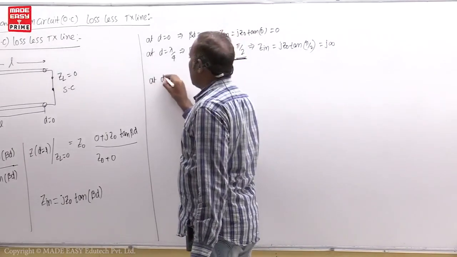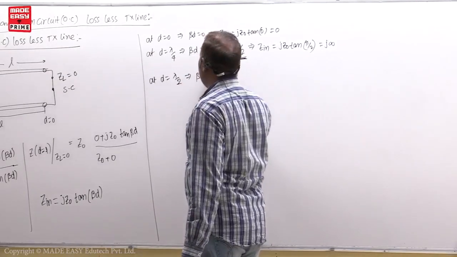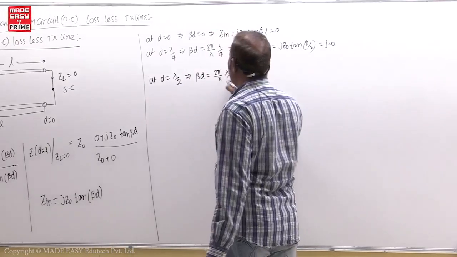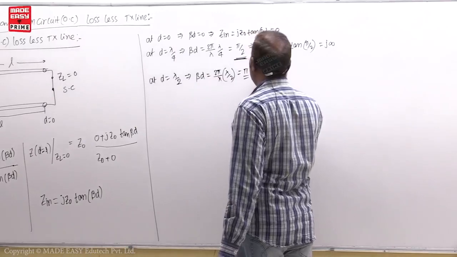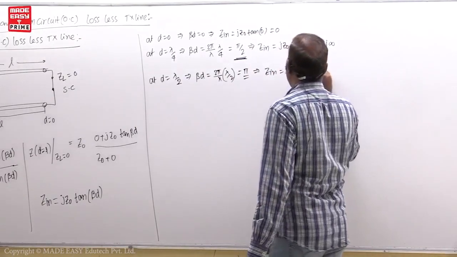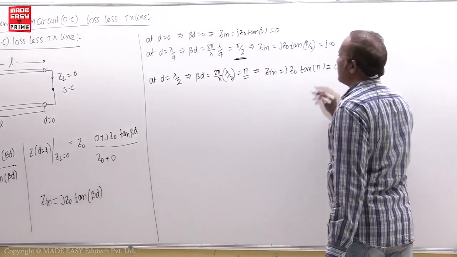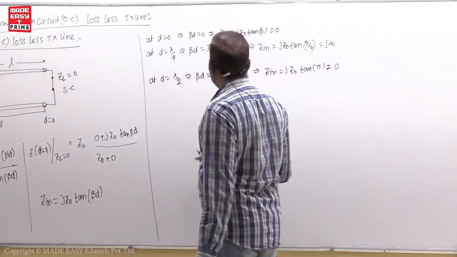At d is equal to λ/2 implies βd is equal to, β is 2π/λ, d is λ/2, λ cancels, you get π, this is the angle. So now Zin is equal to jZ0 tan π, which is equal to 0, since tan π is 0. Similarly, 3λ/4 like that.